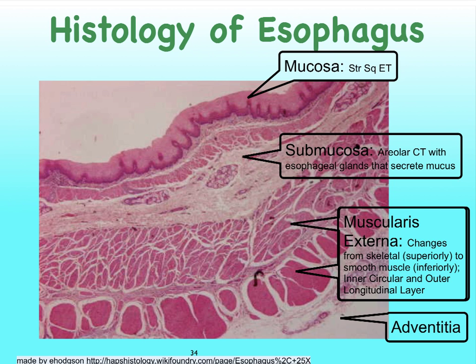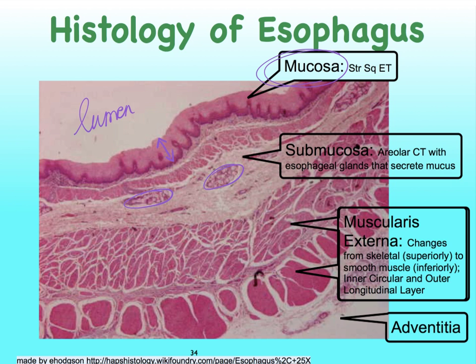So here we see a nice image of the esophagus. Right here we see the lumen, which is lined with our stratified squamous epithelial tissue, along with some connective tissue referred to as our mucosa. Deeper to that, we have our submucosa, which contains quite a few glands, esophageal glands, as you can see there, that secrete mucus. And then the thickest layer usually is the muscularis externa, which contains both skeletal and smooth muscle, depending on where we are along the length of the esophagus.